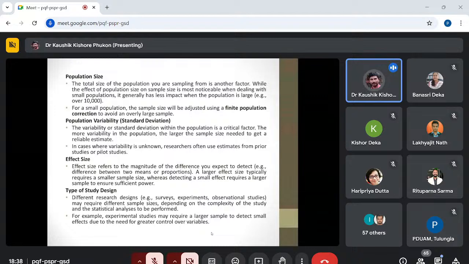Then effect size. Effect size refers to the magnitude of the difference you expect to detect. A larger effect size typically requires a smaller sample size. Okay. Whereas detecting a small effect requires a larger sample to ensure sufficient power. Then type of study design. Different research design. What type of research? Experiments, observational studies may require different sample size depending on the complexity of the study, and statistical analysis to be performed also matters. Okay.